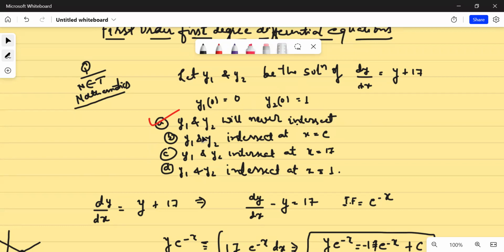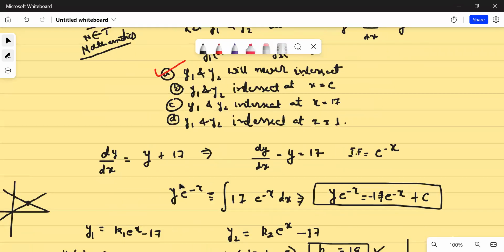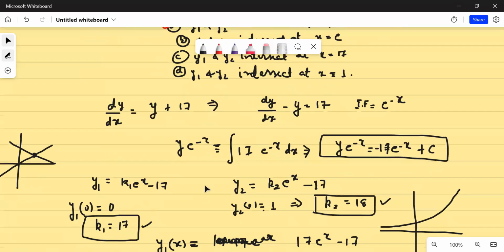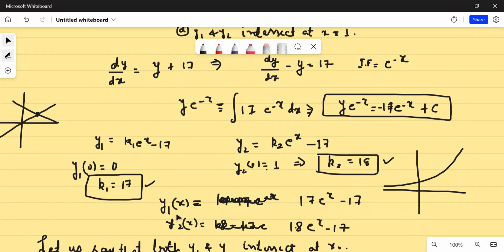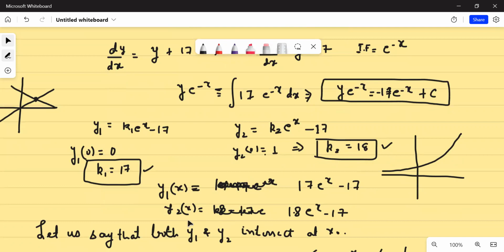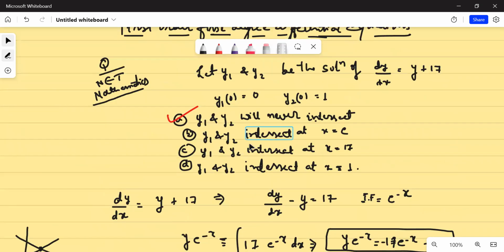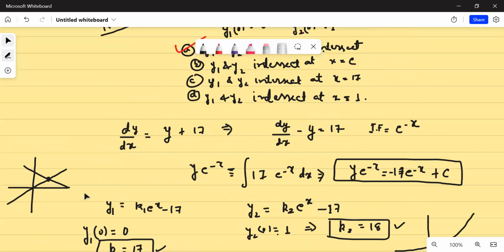Now it has been asked whether these two solutions would intersect or not. So we solved this differential equation, and while solving it, placing the first initial condition, the solution was y1 equal to 17 e to the power x minus 17, and the second solution y2 would be 18 e to the power x minus 17. Now if there are two curves which are intersecting, then there must be at least one point which lies on both of these locus.